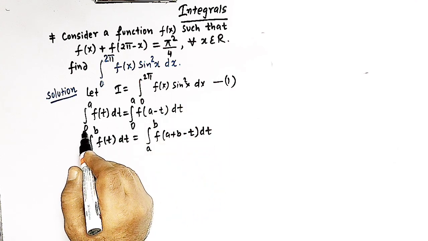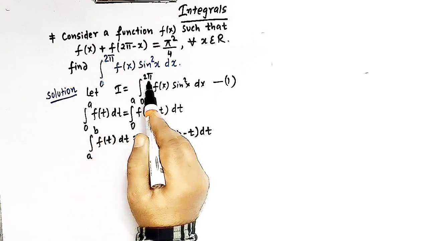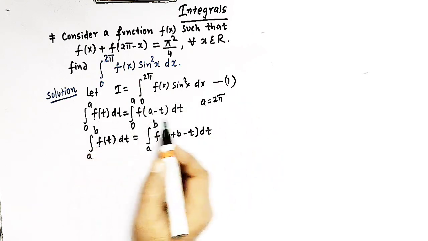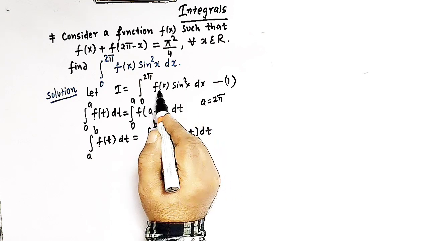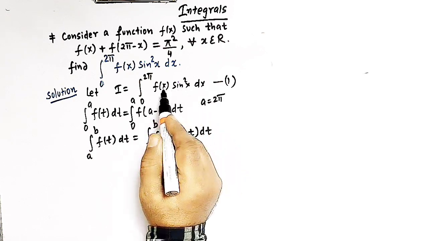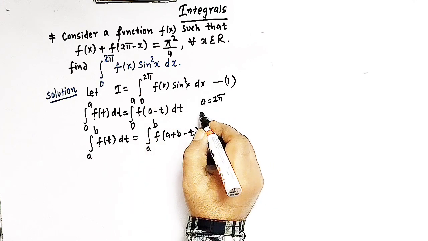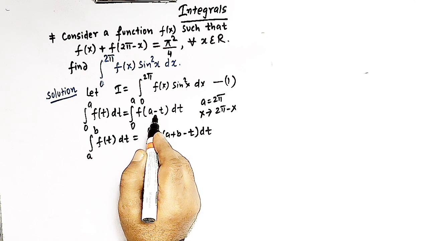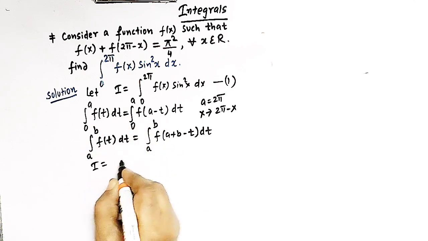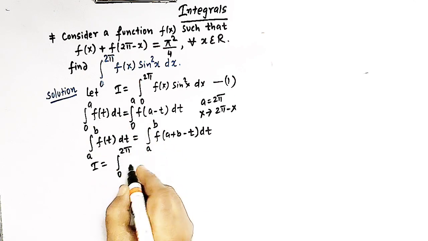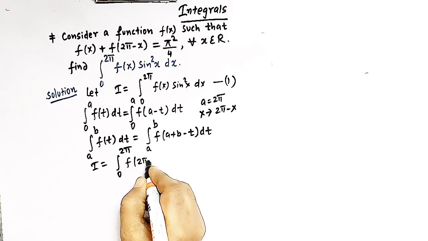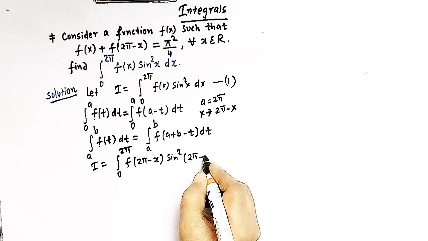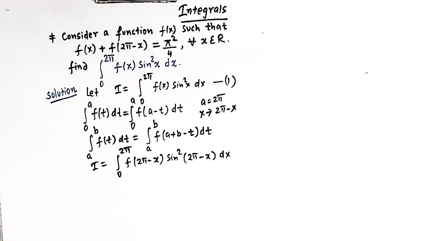Here the value of a is 2 pi, and for f of t we have this function, f of x sine square x. So let us replace all these x by 2 pi minus x due to this property. So we have now I is equal to the integral from 0 to 2 pi of f of 2 pi minus x, and then sine square of 2 pi minus x, dx.